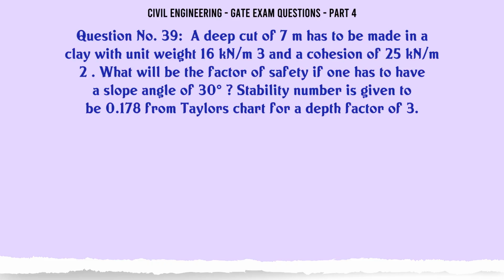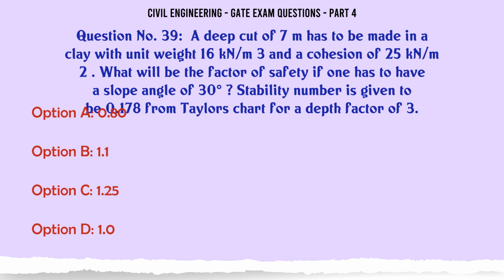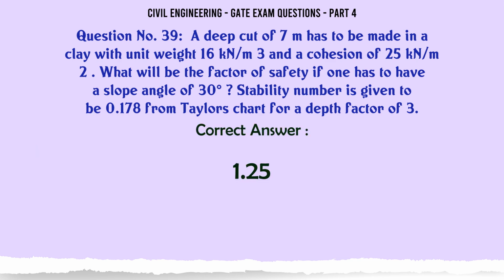A deep cut of 7 m has to be made in a clay with unit weight 16 kN/m³ and a cohesion of 25 kN/m². What will be the factor of safety if one has to have a slope angle of 30°? Stability number is given to be 0.178 from Taylor's chart for a depth factor of 3. A. 0.80, B. 1.1, C. 1.25, D. 1.0. The correct answer is 1.25.